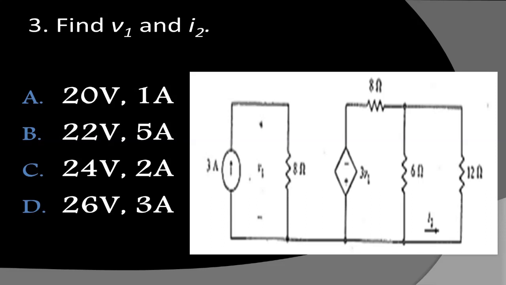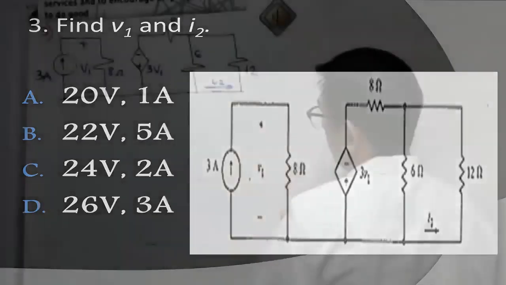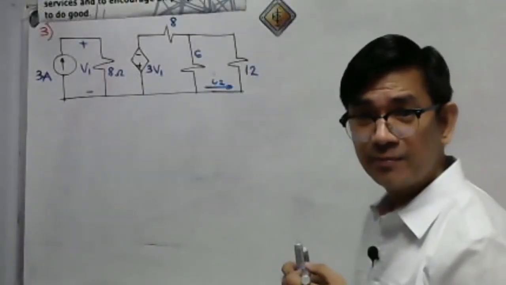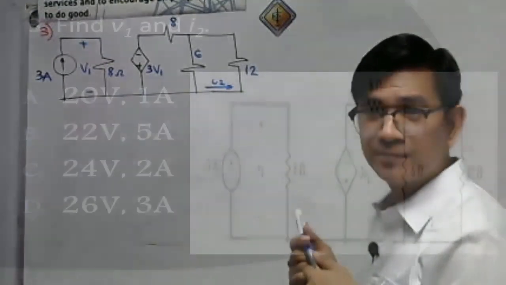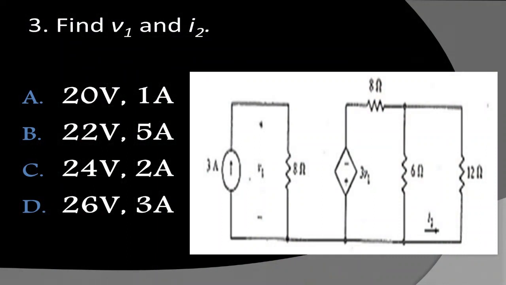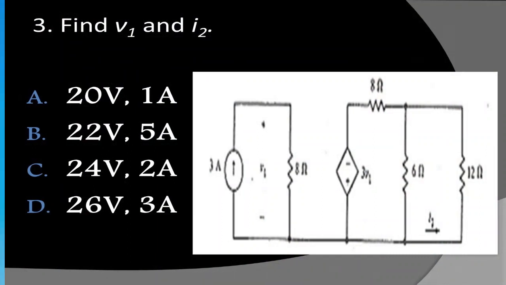Then we have here, what about the dependent source? 3 V sub 1. So 3 V sub 1 is a dependent voltage source. Then we have 8 ohms, 8, 6, and 12. Okay, that's the question here. V sub 1 and our I sub 2 is somewhere here. O, ayan ha. Tapos may V sub 1 tayo. Ang hinahanap, V sub 1 at saka I sub 2. Okay. V sub 1 is very easy to get.